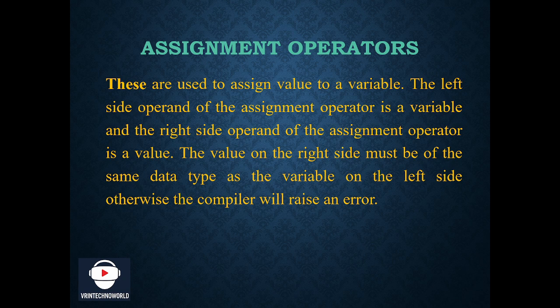This is one kind of assignment operator, and these are used to assign values to a variable. The left side operand of the assignment operator is a variable, and the right side operand of the assignment operator is always a value. I think this is the main key point, so note it down. The value on the right side must be of the same data type as the variable on the left side, otherwise the compiler will raise an error. So these are some of the points which you need to take care of.